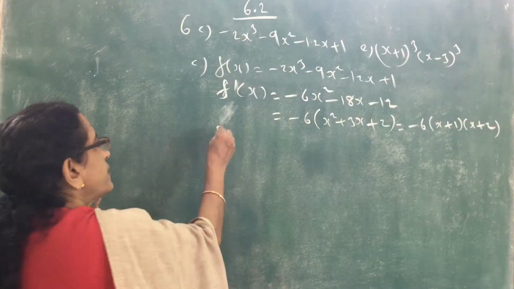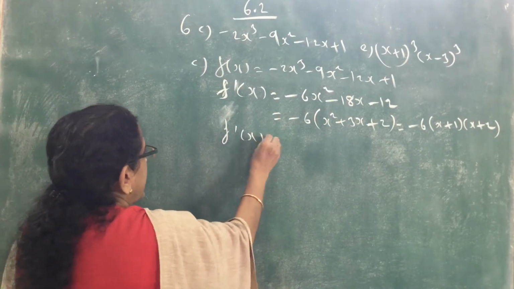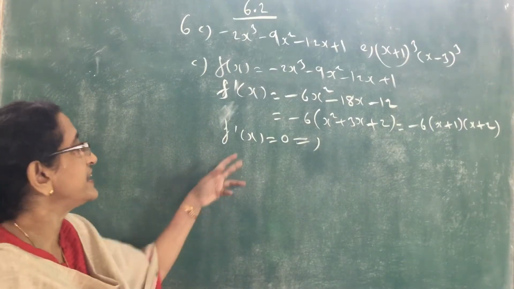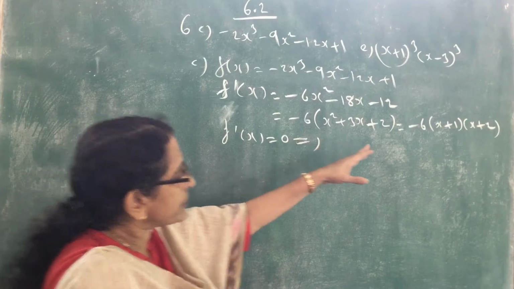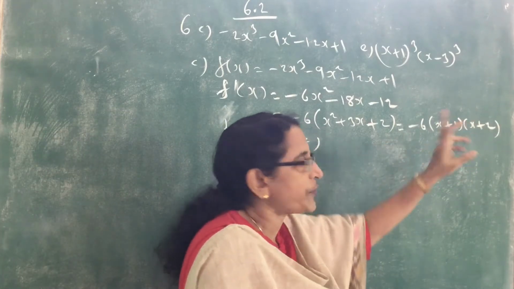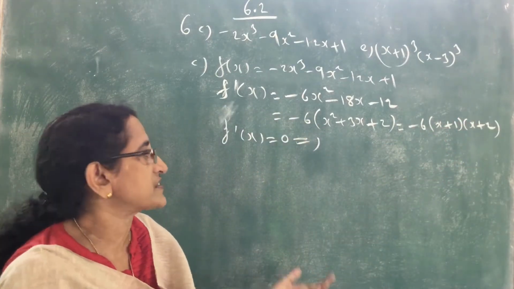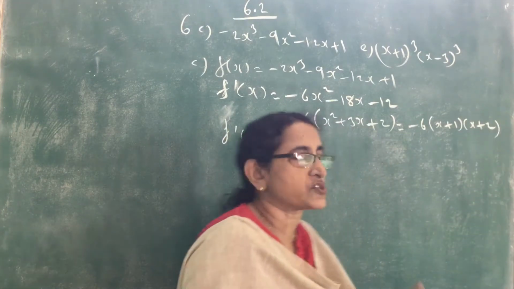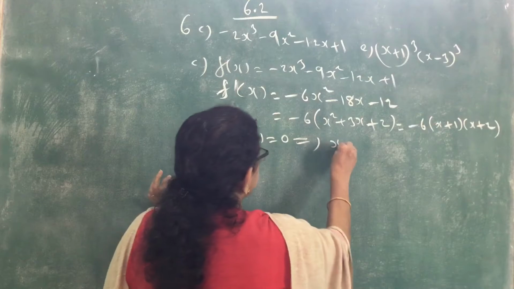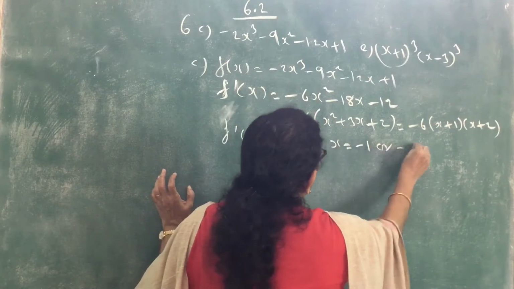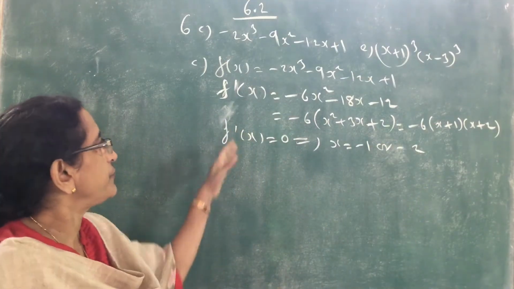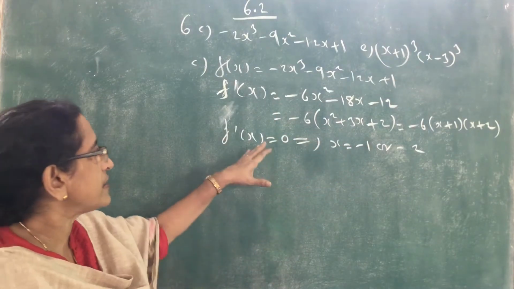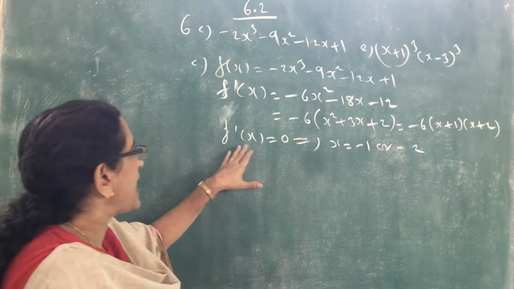Next we have to find the values of x for which the derivative equal to 0. So f dash x equal to 0 means x equal to minus 1 or x equal to minus 2. If you always write f dash x in the factorized form, we can directly write the values of x for which f dash x equal to 0.